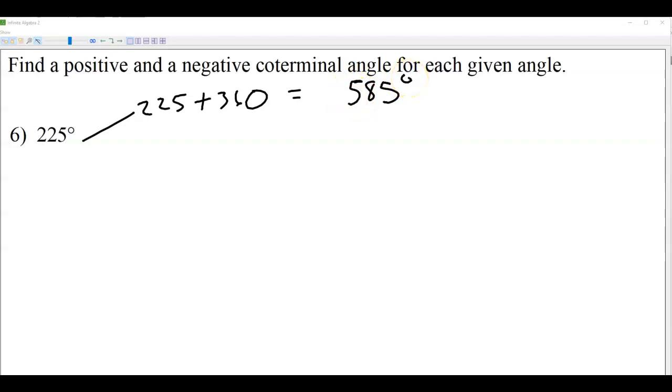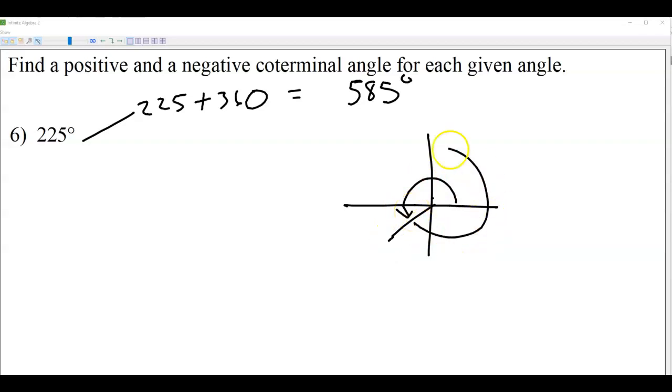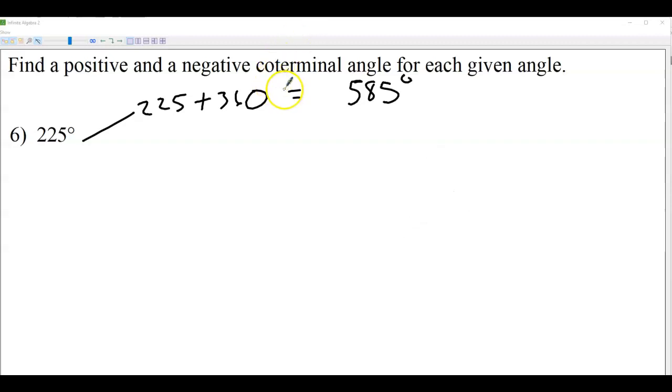A coterminal angle is an angle that's on the unit circle, it looks the same. So for instance, 225 degrees is here, and the arc looks like that. But if you go around another full circle, you're back to where you started, right? And so that's 225 plus 360. So you end up at the same spot, even though it is actually a different angle. And so that's what we mean by coterminal angles. So you can find those by just adding 360.